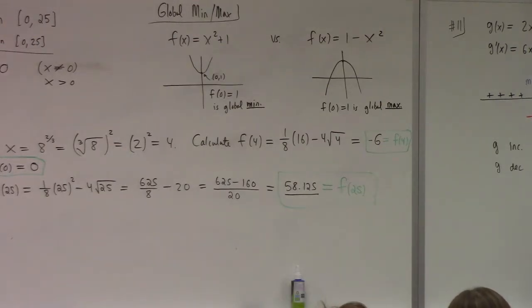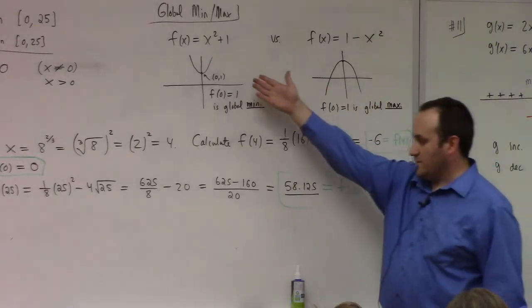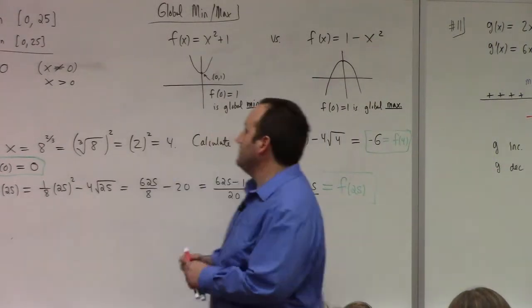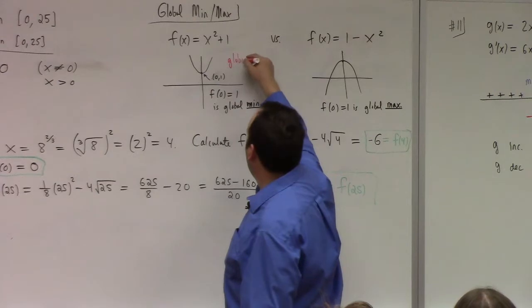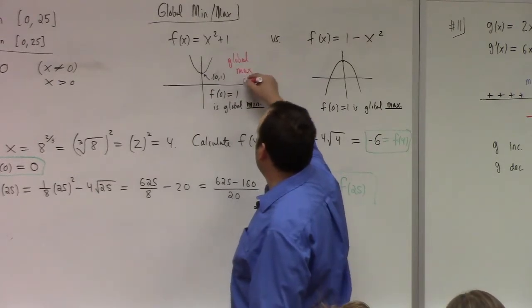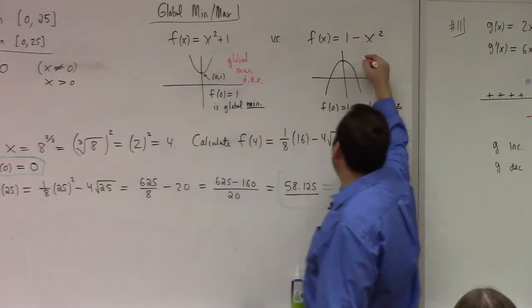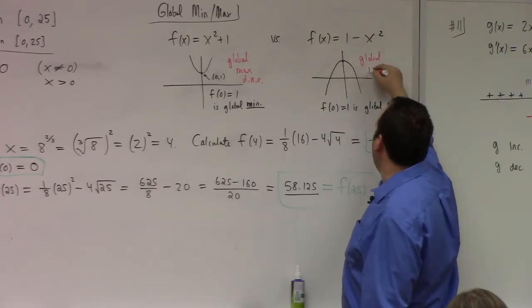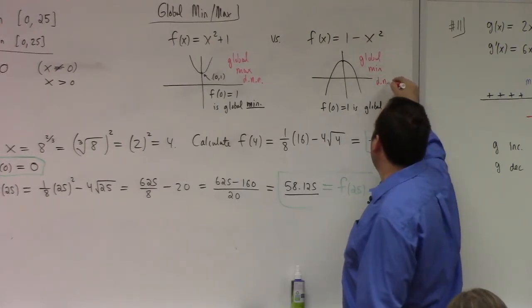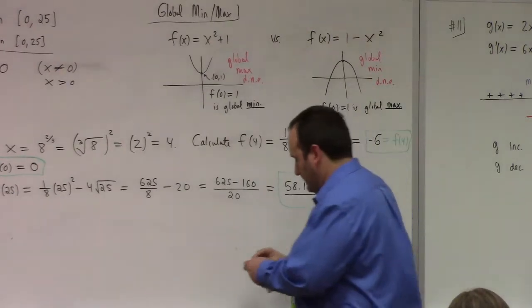Now there doesn't have to be. What's the global max for this one, the first one? Yeah. Global max does not exist. Over here, global min does not exist. Make sense?